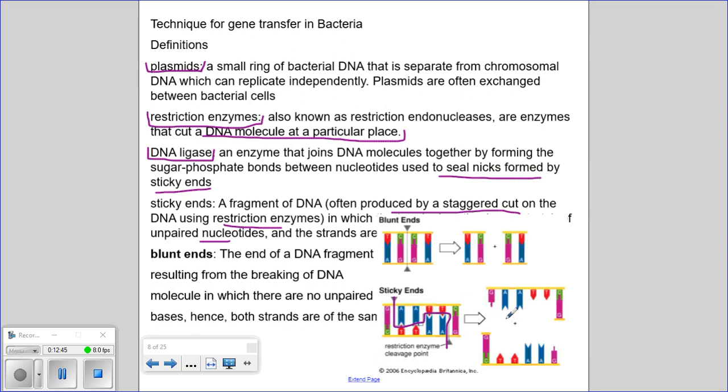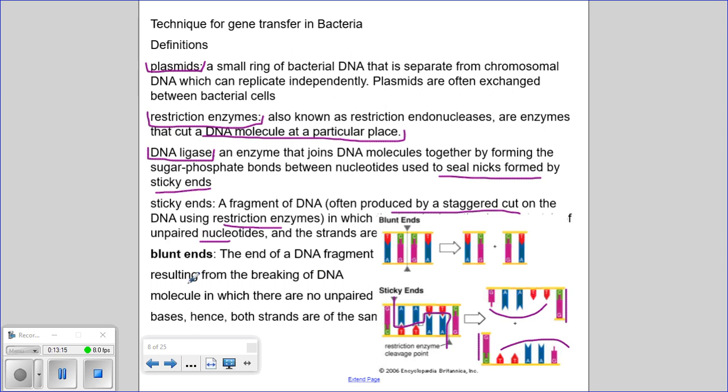So now what you end up with is, here you have paired nucleotides, and then here you have a series of unpaired nucleotides. They're just hanging out there. If you have a gene of interest that has a complementary sequence of unpaired nucleotides, then it can easily attach to this unpaired sequence. They'll basically want to stick together.